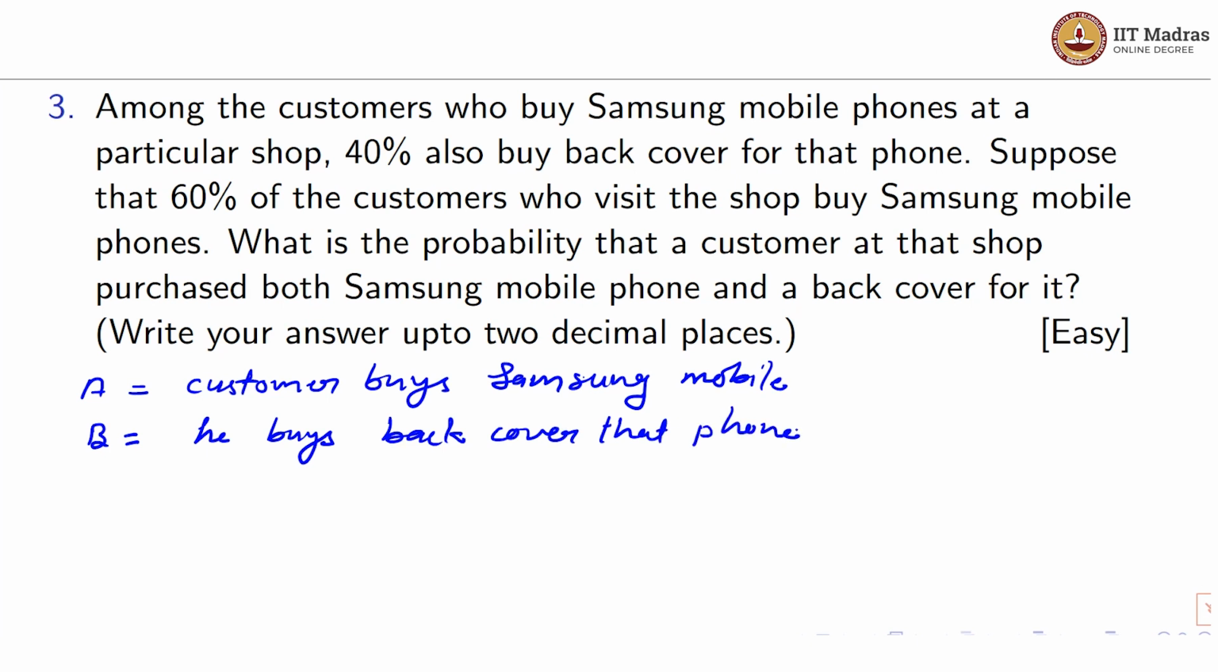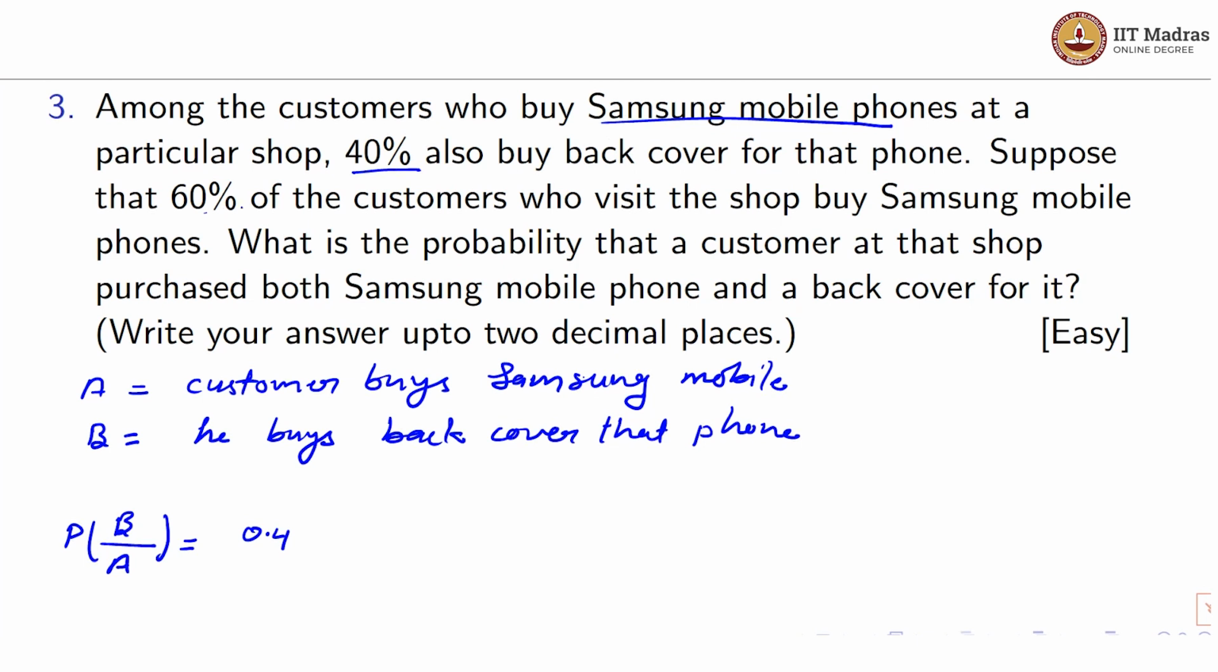So what is given to us? It is saying that of the customers who buy Samsung mobile phones, 40% also buy a back cover for that. That is, the probability that a person will buy a back cover, given that he has already bought the Samsung mobile phone, is 0.4, that is 40%. So the probability of B given A is 0.4.